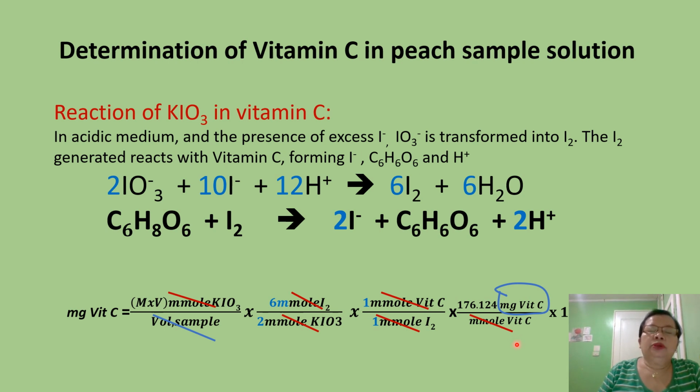Now, take note, you are required to calculate milligram vitamin C in 100 ml sample. So, to cancel this ml sample here, we multiply this by 100. Ang atong 100 here is natabunan, no? So ml sample over ml sample cancel. So, the unit left here is milligram vitamin C.